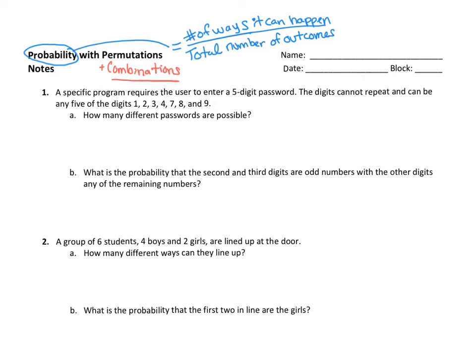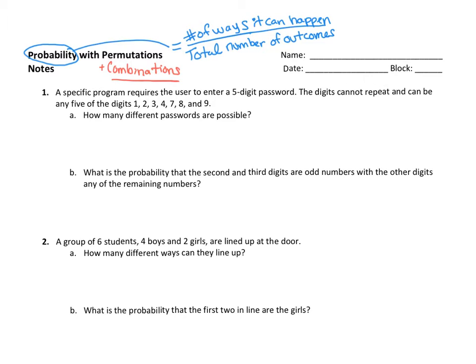In this video, we're going to talk about probability with permutations and combinations. So just a reminder about what probability means. Probability is the number of ways something can happen divided by the total number of outcomes. So our first page is going to be a little bit of review of permutations.